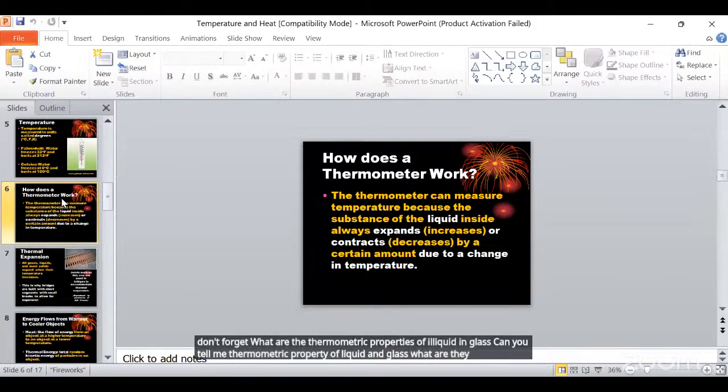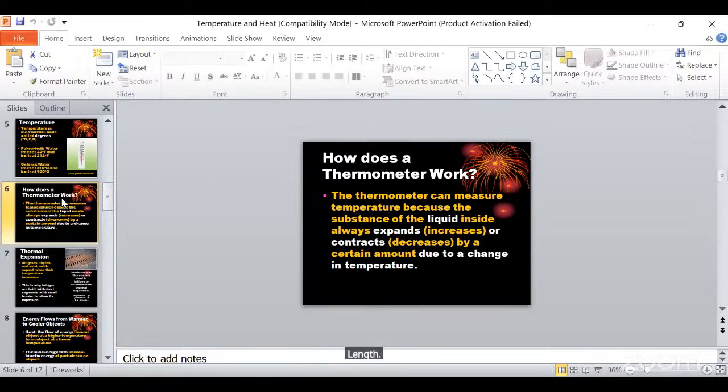Length of the liquid. Length of what? Length of the thermometer. Length expansion. Mercury and alcohol. The length of the liquid inside the glass changes as the temperature changes.